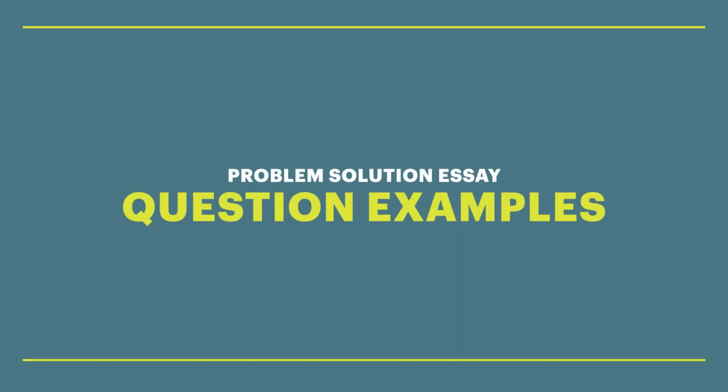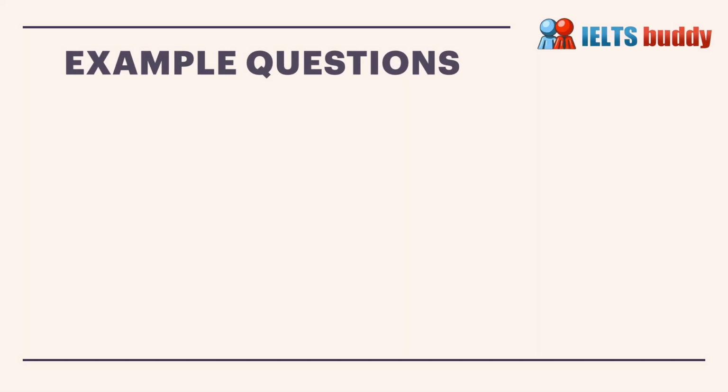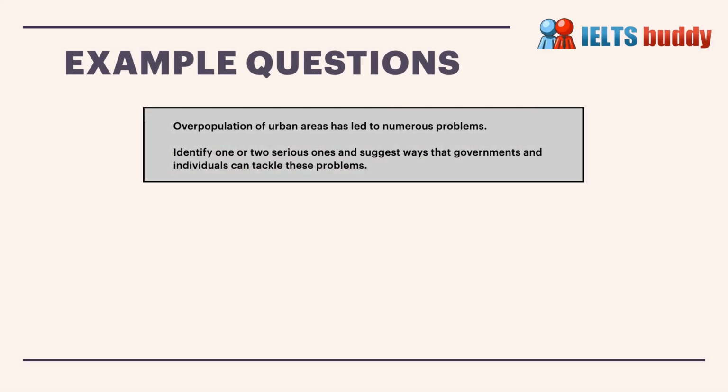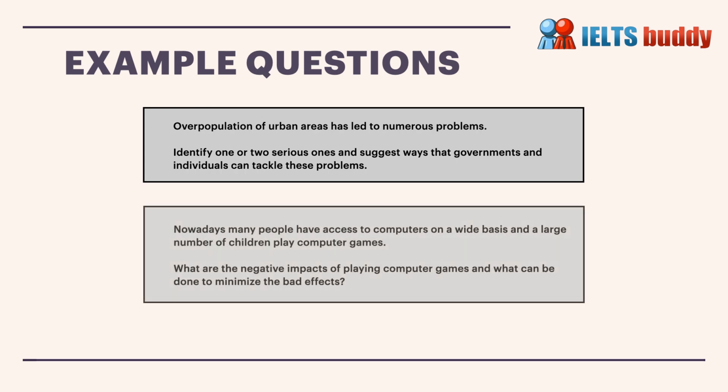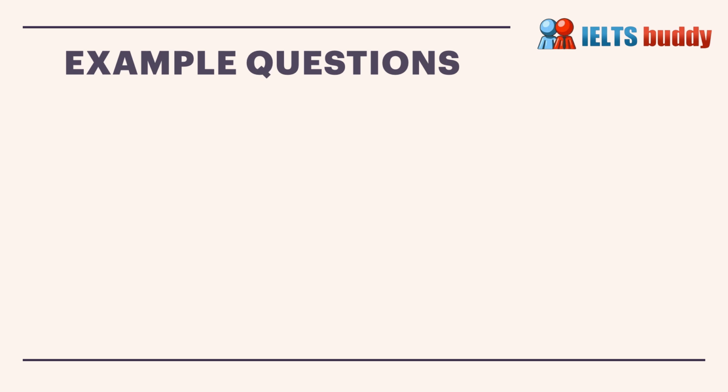So let's look at some question examples that are from problem and solution essays. This is one. Overpopulation of urban areas has led to numerous problems. Identify one or two of these more serious ones and suggest ways that governments and individuals can tackle these problems. Nowadays, many people have access to computers on a wide basis, and a large number of children play computer games. What are the negative impacts of playing computer games, and what can be done to minimize the bad effects?